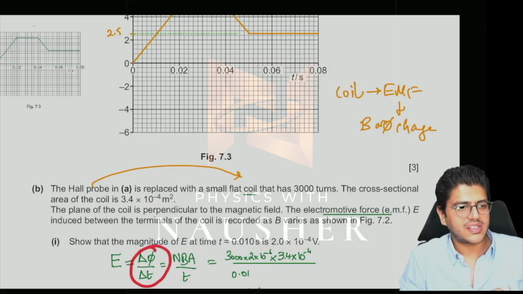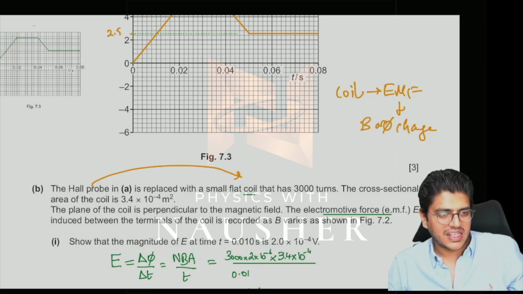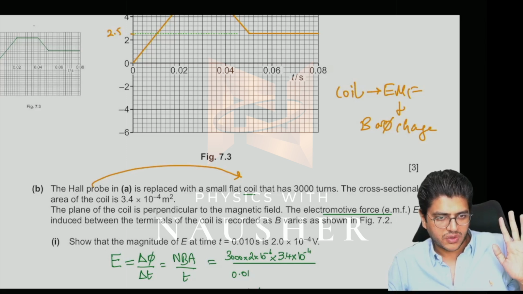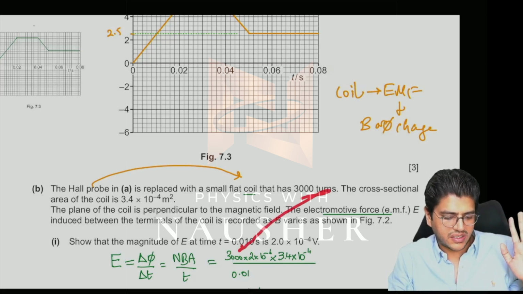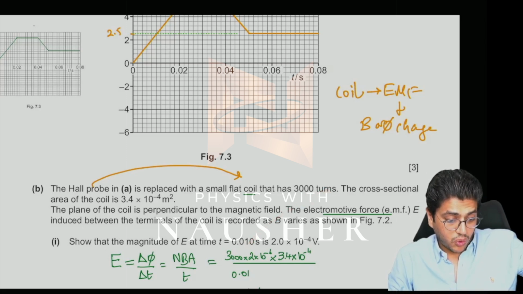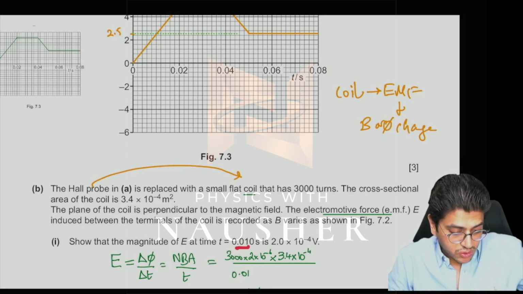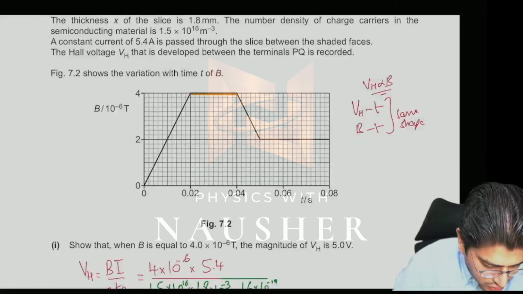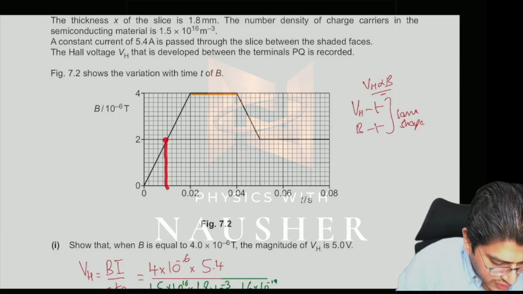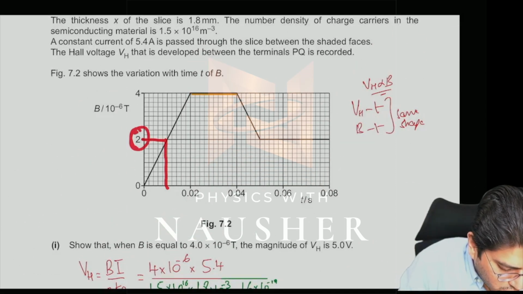EMF formula is delta phi by delta t. Delta phi is NBA: number of turns, flux density, area. Number of turns, 3000. Flux density given 4 into 10. t is equal to 0.01. Let's go and have a look at 0.01. At 0.01, the flux density is 2 into 10 to the minus 6.